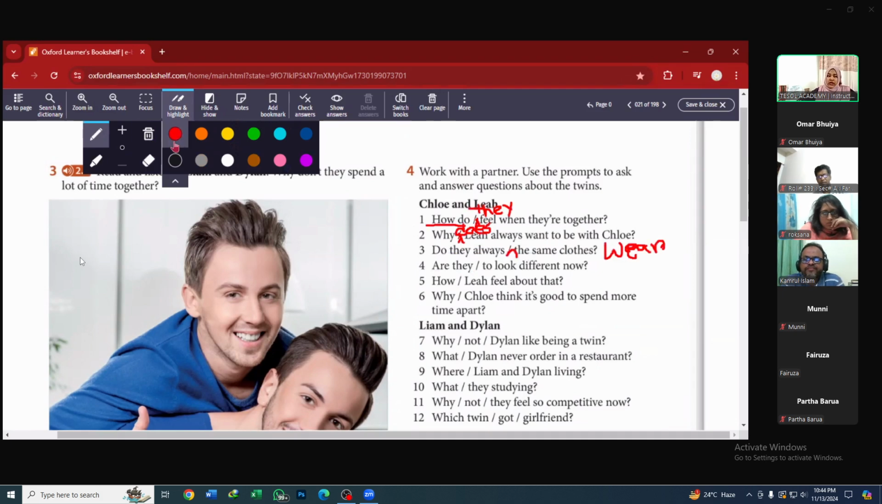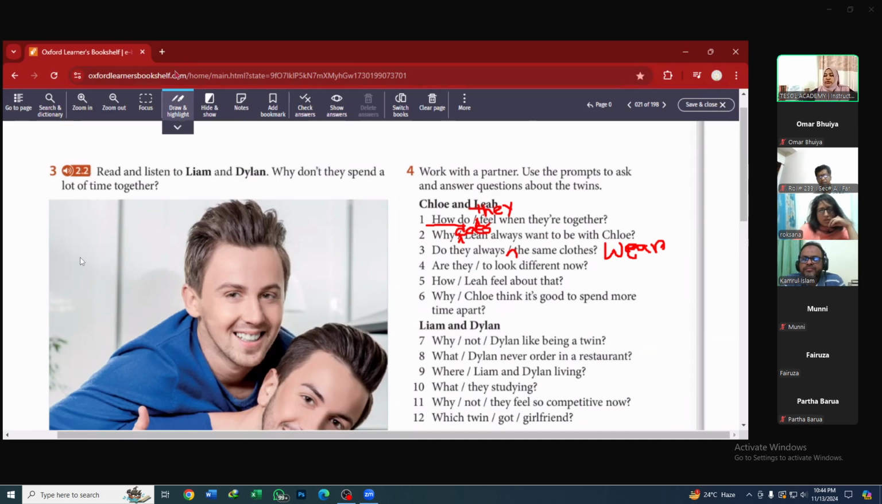Moving on to number four. Miss Ria, can you give me the answer of number four? Are they do look different now? No. There will be something in between to look different now. No, no, no. It's about looking different. So are they dash to look different now? Identical, yes, Miss Bindu? Are they identical? No.